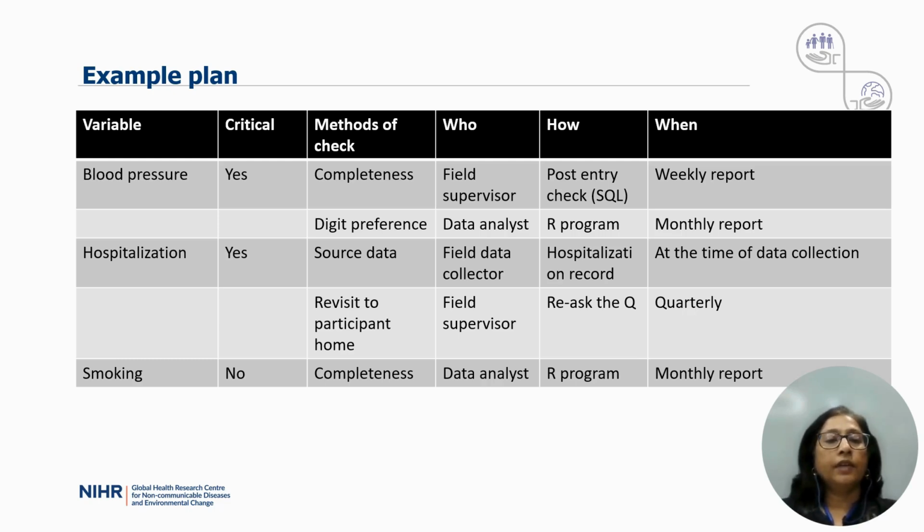So let's say we have a third variable, which is smoking, and it's not a critical variable, but I can always check for completeness, and the data analyst will do that, and it goes into the monthly report. So you can see what goes into a monthly report, what goes into a quarterly report, and what goes in a weekly report. There is no hard and fast rule, but it depends on what is important for our study, our resources, and the team's ability.